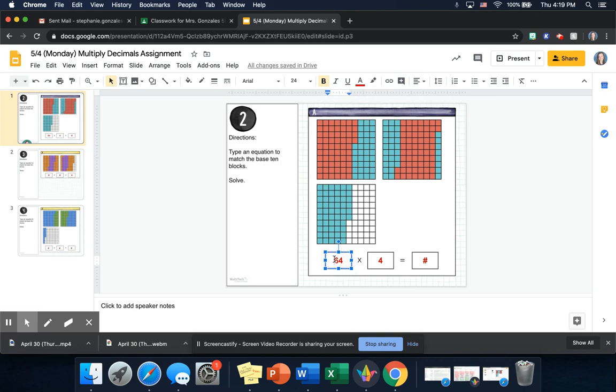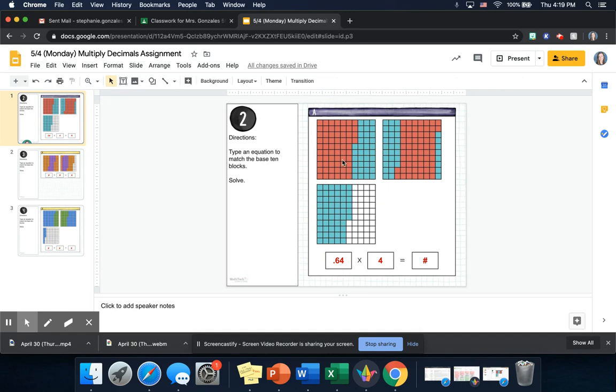Now, the tricky part is, where does my decimal go? Well, we're dealing with these numbers in a hundreds block, okay? This is 64 hundredths, because all of these 64 little blocks, just one of them fit in one hundredths. So I put my decimal there. Okay, we have our equation, but it's not quite solved.